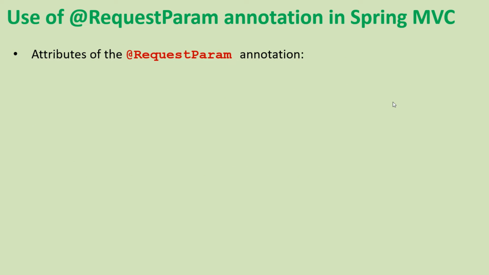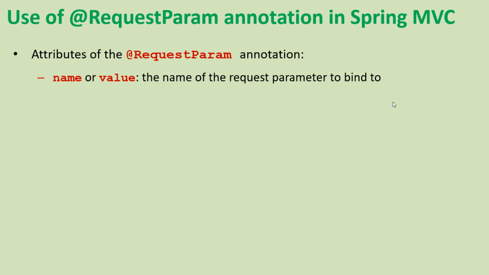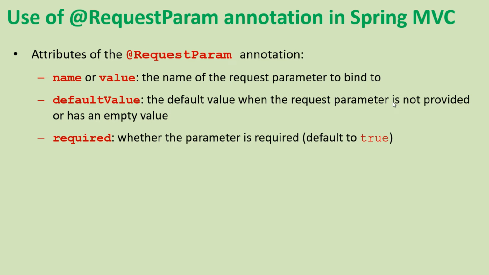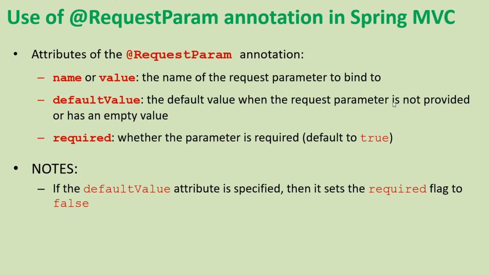And here are some attributes of the RequestParam annotation for your reference. Name or value: use this attribute to specify the name of the request parameter to bind to. Default value: use this attribute to specify the default value when the request parameter is not provided or has an empty value. Required: use this attribute to specify whether the parameter is required. Default to true. And note that if the default value attribute is specified, then it sets the required flag to false.